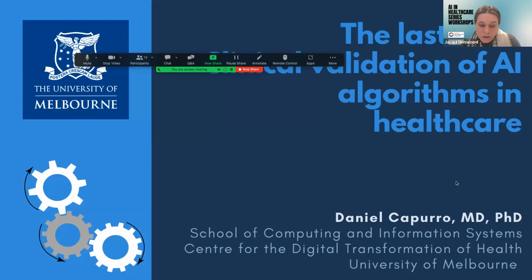These workshops are supported by the Medical Research Future Fund, and our goal is to connect the diverse skills of clinicians, researchers, and healthcare workers with computer and AI scientists. Therefore, we're trying to get everyone working together to develop and build artificial intelligence solutions for real-world healthcare challenges. Before we start, I would like to acknowledge the traditional custodians of the various lands on which we connect tonight via our computers, and pay our respects to their elders past and present.